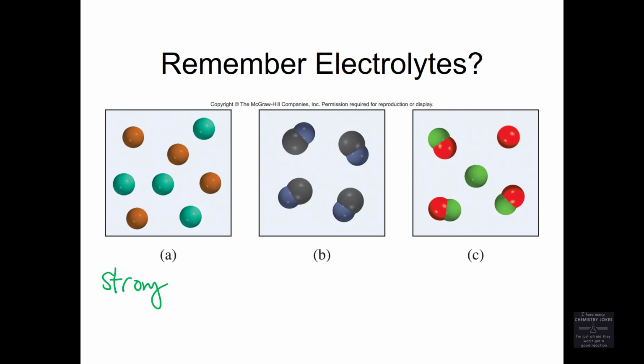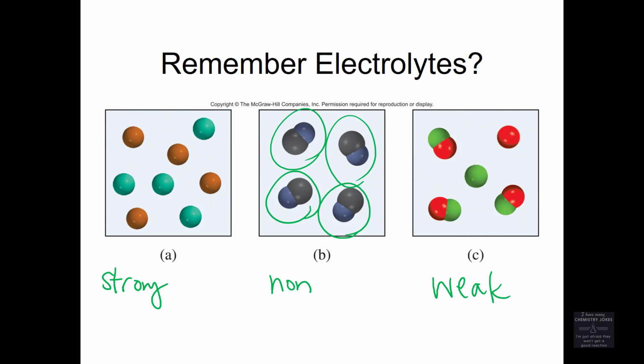Because none of my molecules are still connected together. They have all broken apart into separate atoms, separate ions. That's a strong electrolyte. This would be called a non-electrolyte because all four of those things are completely intact. And this one, I hope you're yelling at me, is a weak electrolyte. Three of them are intact, while one of them has fallen apart. Strong means completely dissociated. Non means completely intact. And weak means some intact, some dissociated.